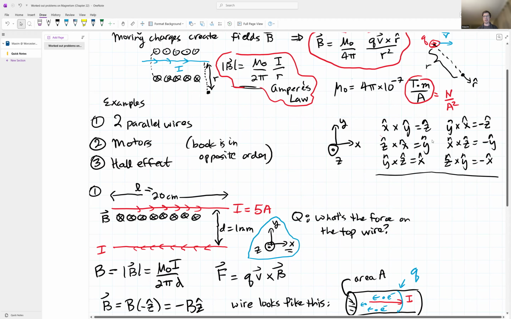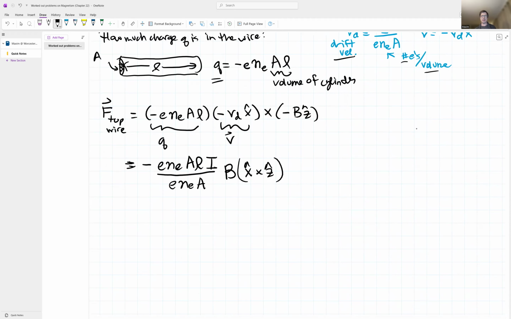You can actually just tabulate these and keep them somewhere, like on a little sheet of paper or something. You just look them up. So this is minus y hat. And now the minus signs fully cancel, and these cancel, and you get a kind of interesting result. The areas cancel also, so that's handy. So you get a very simple result. It's the length of the wire times the amount of current times the B field, and it's in the positive y hat direction, right?